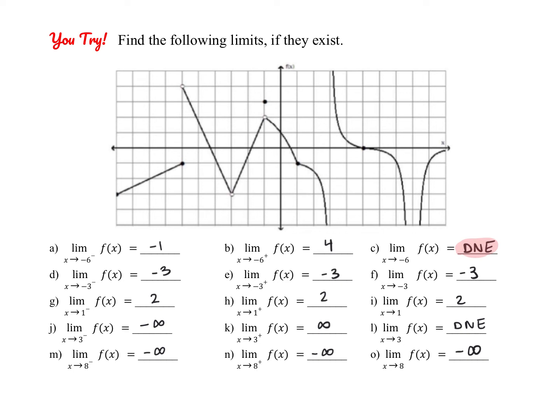This would be considered a vertical asymptote, but since the left and right side do not match, the overall limit again does not exist. But at x equals 8, this vertical asymptote, you'll see that both sides approach negative infinity, so the overall limit is also negative infinity.